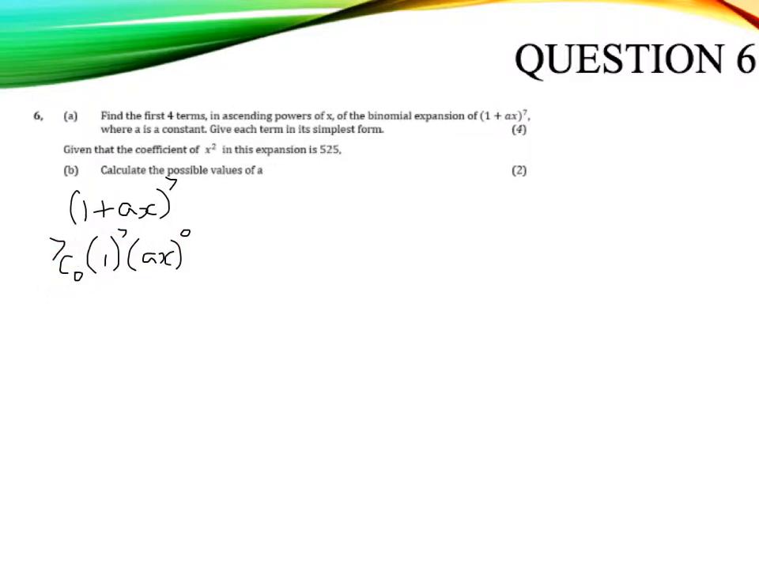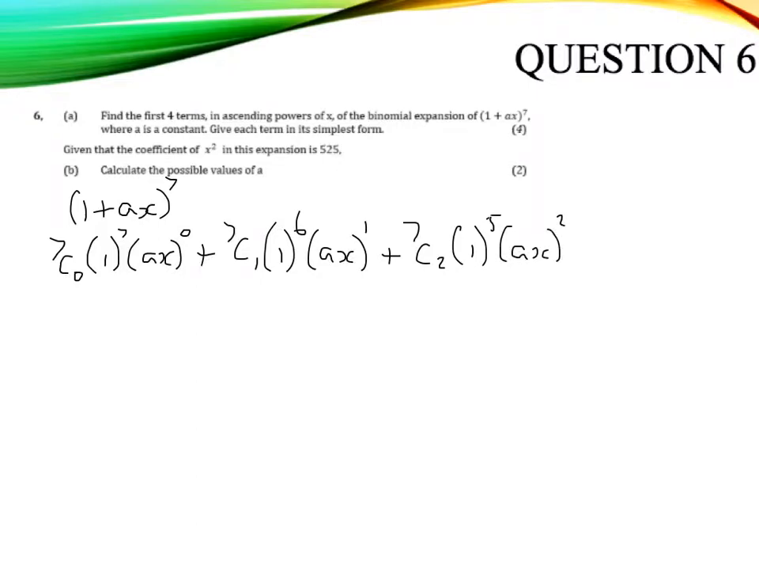7C0 I can find on my calculator. The 7 and the 0, the numbers here always add to this power and should always be the same as the number at the top of this one. Okay, let's keep going for the next one.